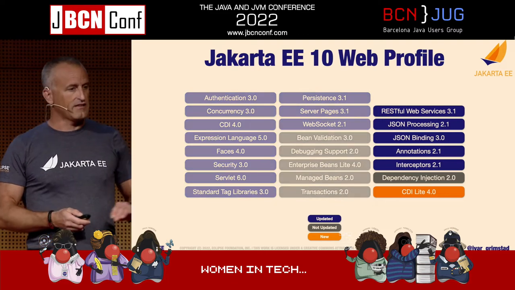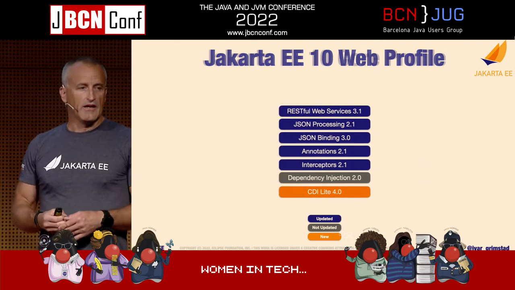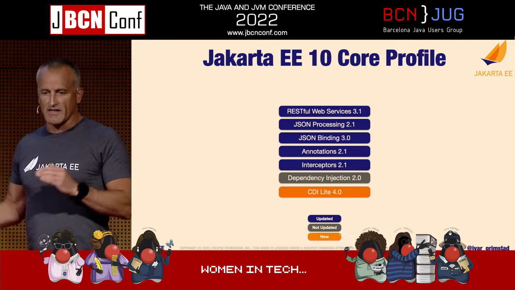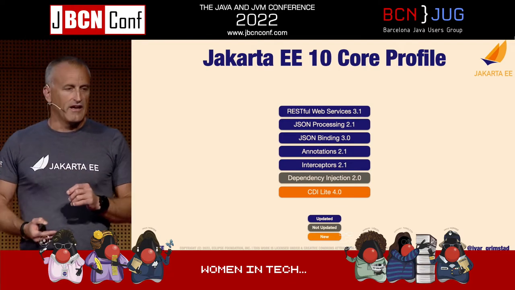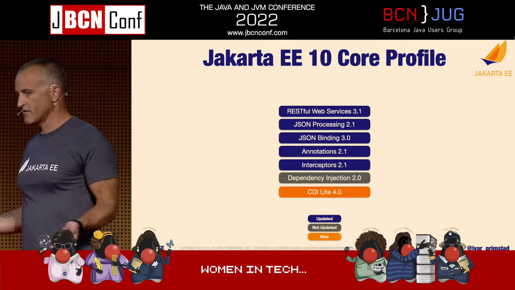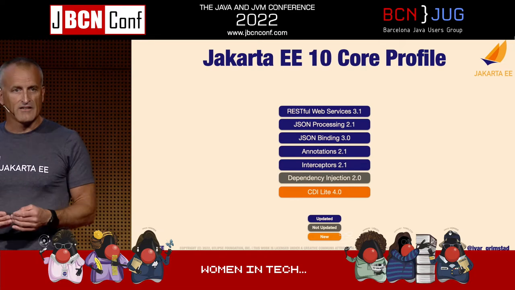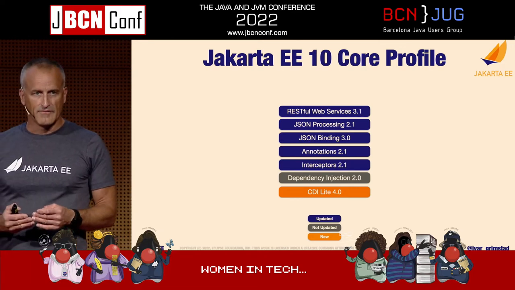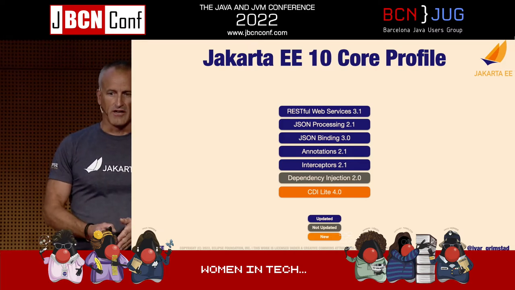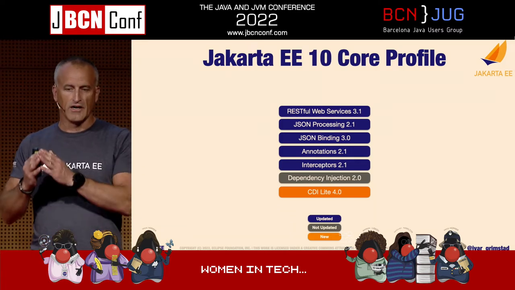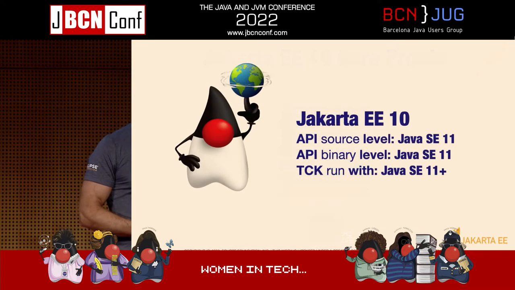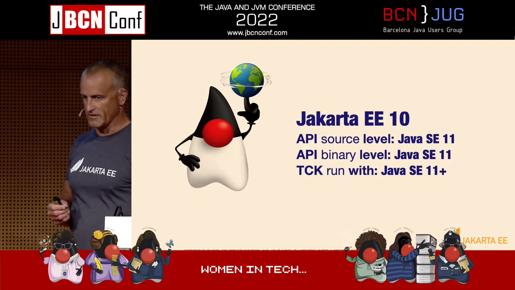And if we take away the specs that are focusing on user interfaces and the traditional web applications, we have a stack of specifications that are targeting smaller runtimes or RESTful endpoints or microservices, if you like. And that is the brand new Jakarta EE Core Profile. The Core Profile is, as I said, targeting smaller runtimes. It's not for UI, it's for services, for RESTful endpoints. And I'll go into a little bit of detail of Core Profile later as well.